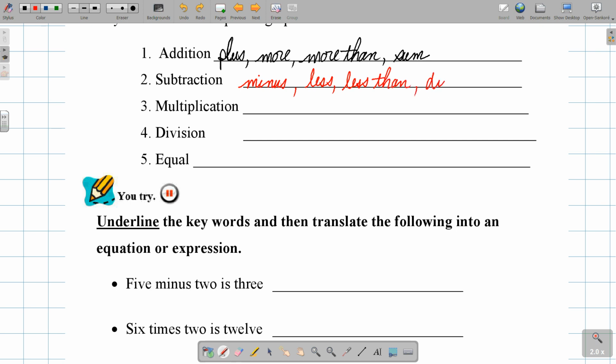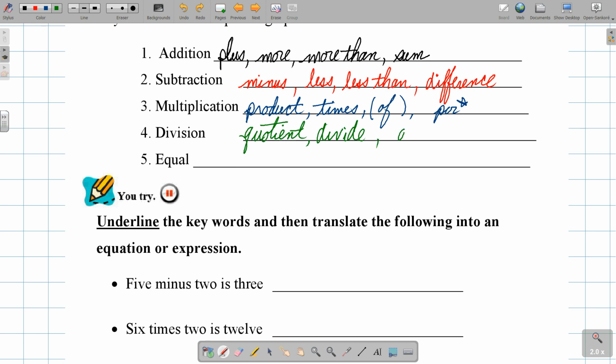Division: quotient, divide, the word over, meaning something over something, implying a fraction. Often the word per is a division concept. Here's the most overlooked and by far the most important. An equal sign is the word is, and all variations: are, was, were. Be very careful with that. Occasionally the word total.